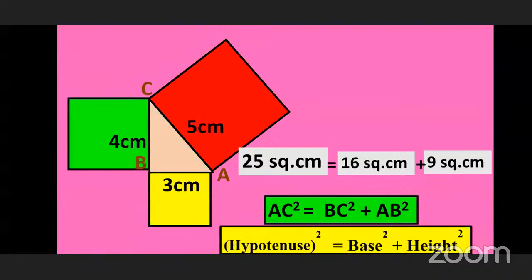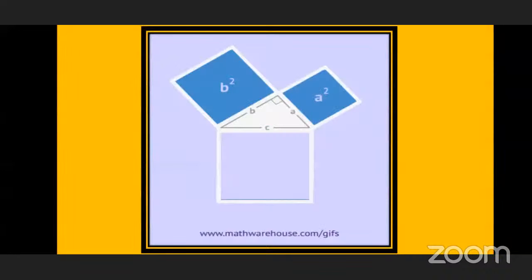Yes, miss. So what is the formula of Pythagoras theorem? See the screen and tell me. Hypotenuse square is equal to base square plus height square. Yes. So the formula of Pythagoras theorem is hypotenuse square equals base square plus height square.